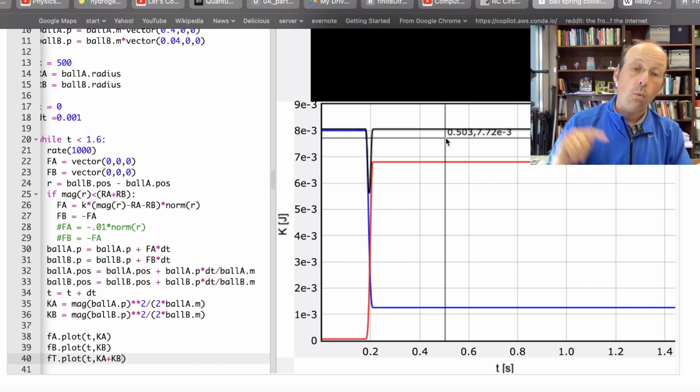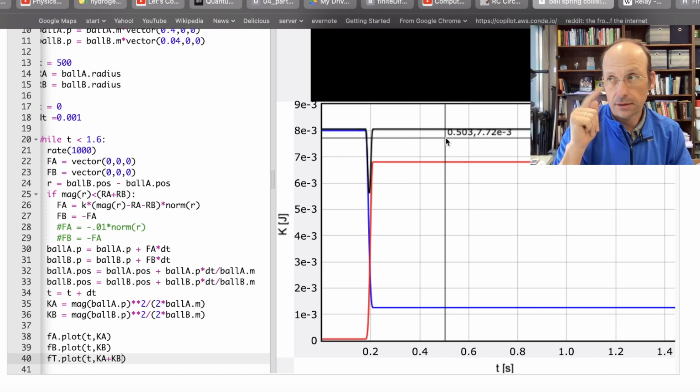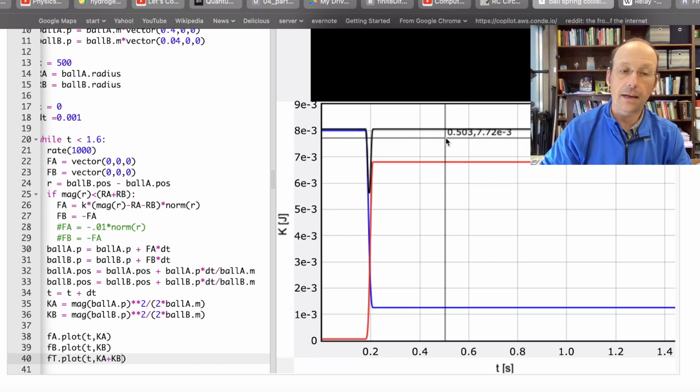Okay, what about inelastic collisions? It's a little bit more difficult, but we can still do that. And we'll do that in the next one.